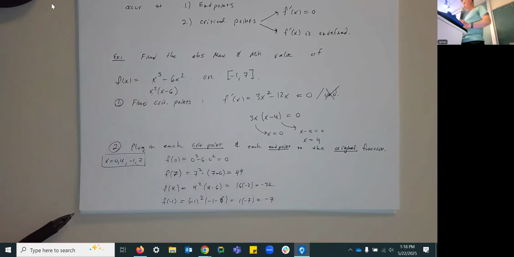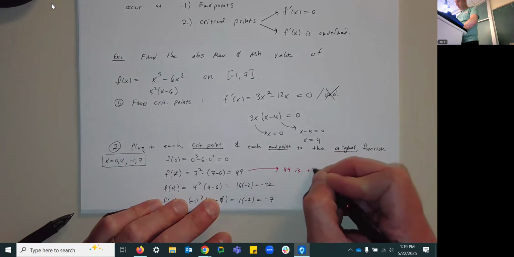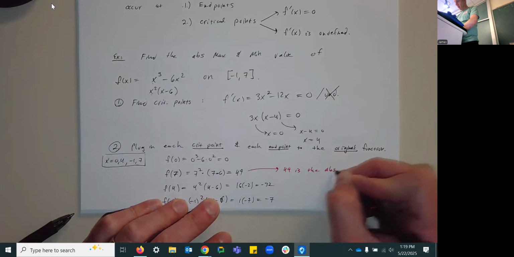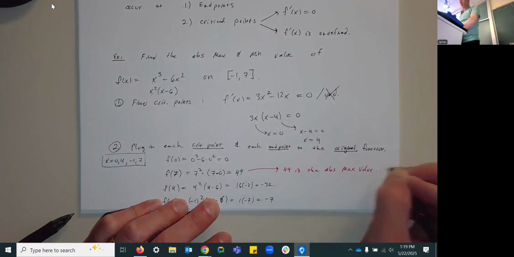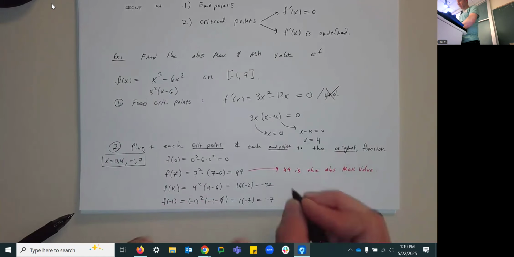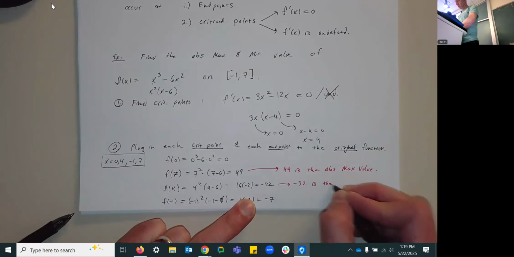All right. And then all we have to say is, well, 49 is the biggest. So 49 is the absolute maximum value, right? Because the question did ask, what's the maximum value, not where is the maximum value? And -32 is the absolute minimum value.